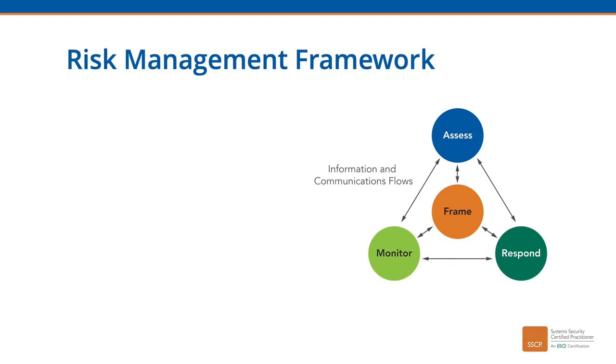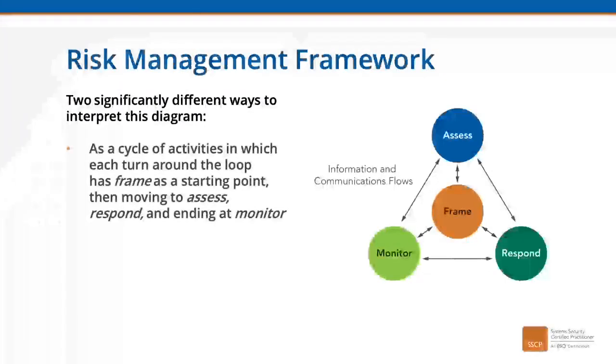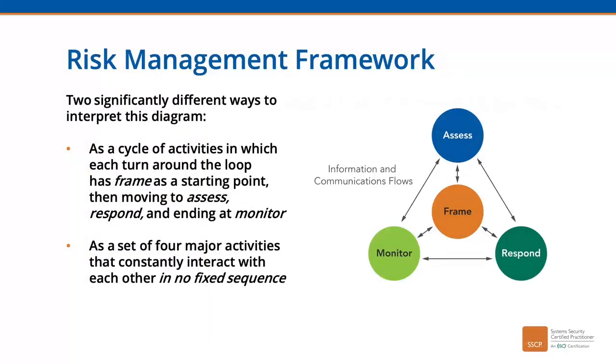The center of the process is the central function, which is to frame the risk. There are 2 significantly different ways to interpret this diagram, as a cycle of activities in which each turn around the loop has frame as a starting point, then moving to assess, respond, and ending at monitor, or as a set of 4 major activities that constantly interact with each other in no fixed sequence.